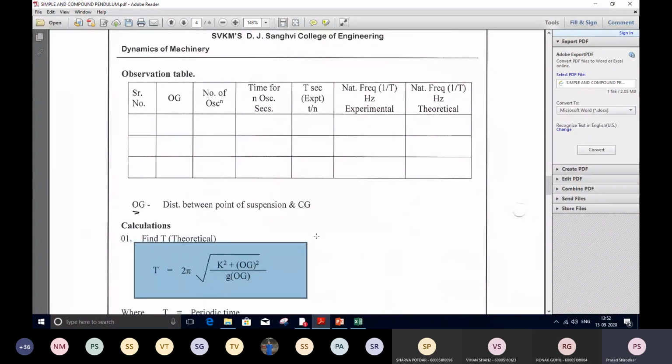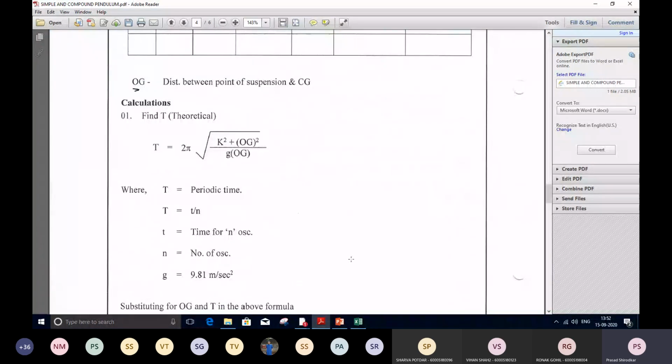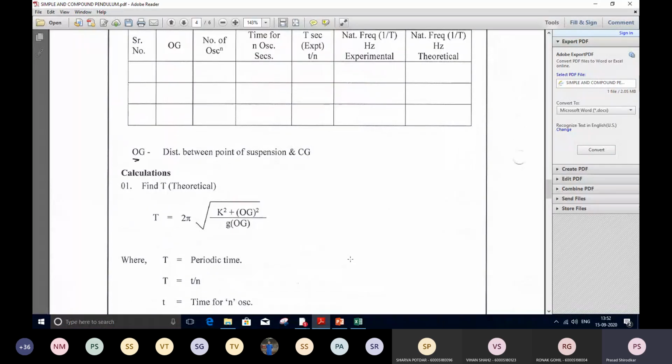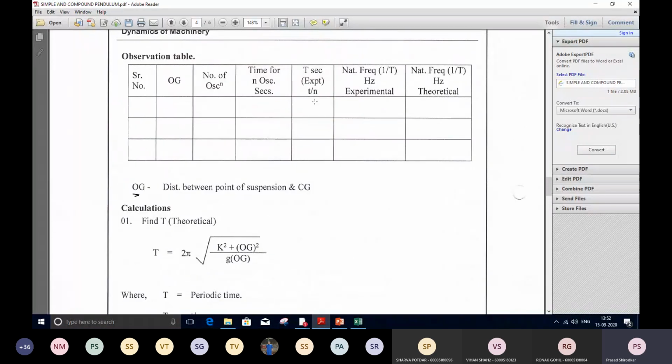Now you have to find out k square. So what is k square in this case? K square is nothing but your radius of gyration. Now experimental natural frequency, how will you get? You are going to measure time for 10 oscillations, then divide the total time by 10, since the number of oscillations is 10. That will give you the time for one oscillation. Take a reciprocal of that, and that will give you the natural frequency experimentally. All right. Is that clear to all?